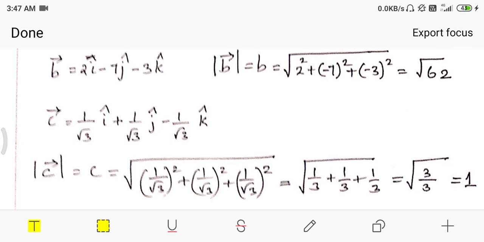Then third question, third subdivision, c vector equals 1 by root 3 i cap plus 1 by root 3 j cap minus 1 by root 3 k cap. Magnitude of c vector equal to root of the coefficients of i cap, j cap and k cap, 1 by root 3 square, 1 by root 3 square, and it is negative 1 by root 3 square.